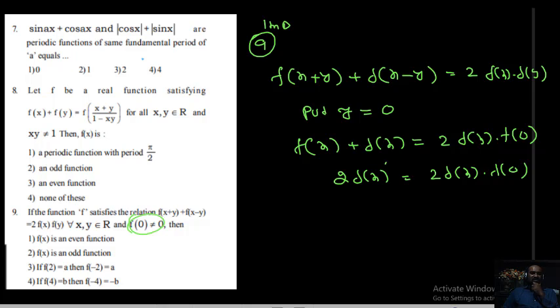Assuming that f of x is not equal to 0, then what will we get? f of 0 value equals 1. Okay, so somewhere I will mention that f of 0 equals 1. What did I get?